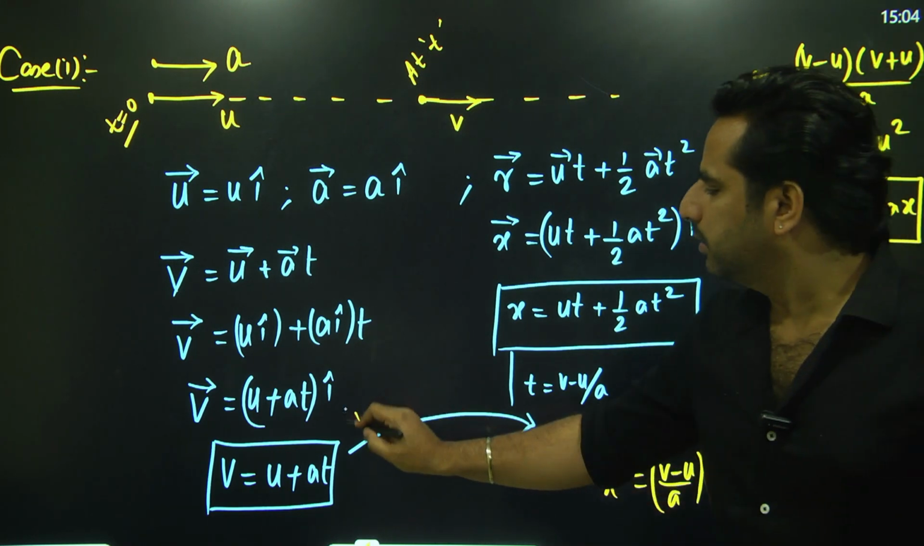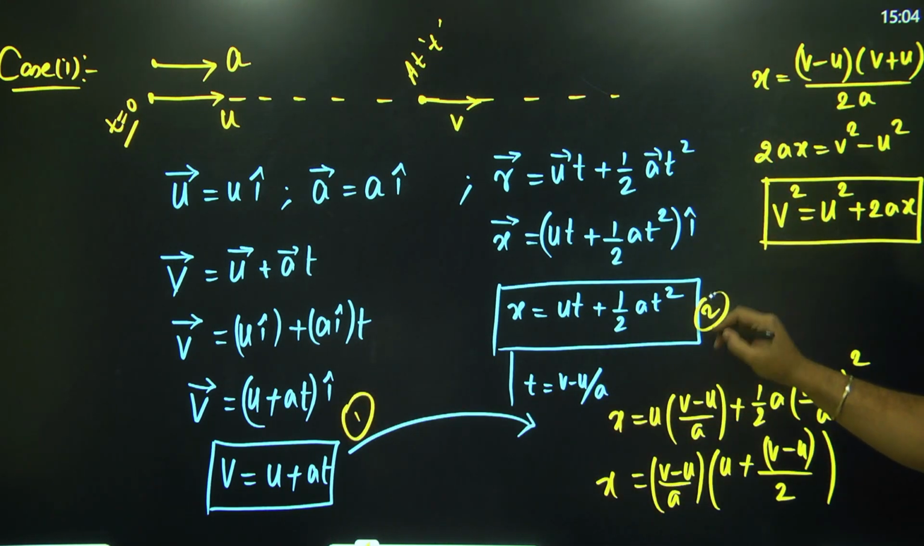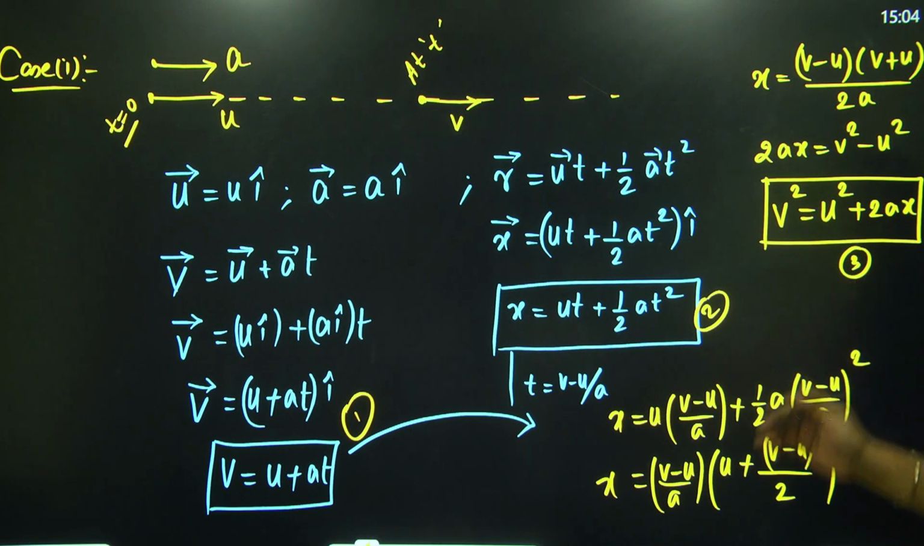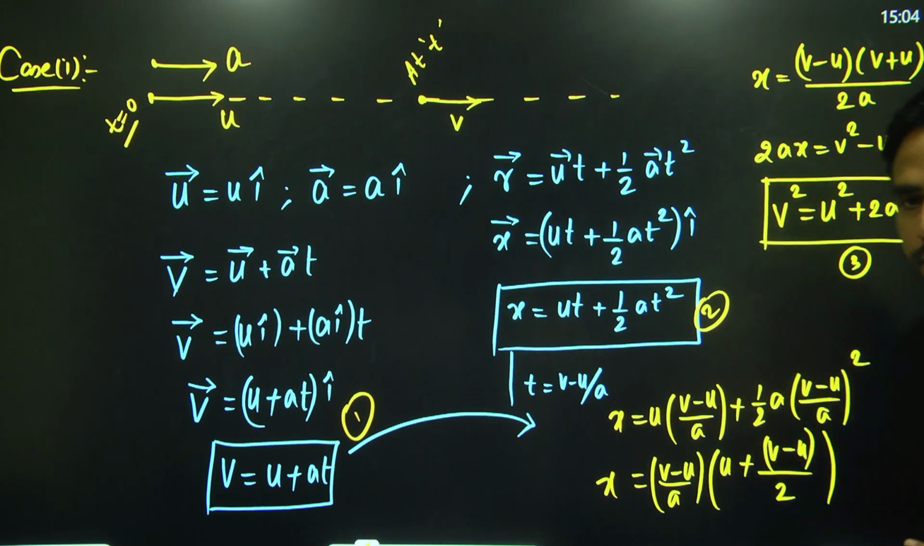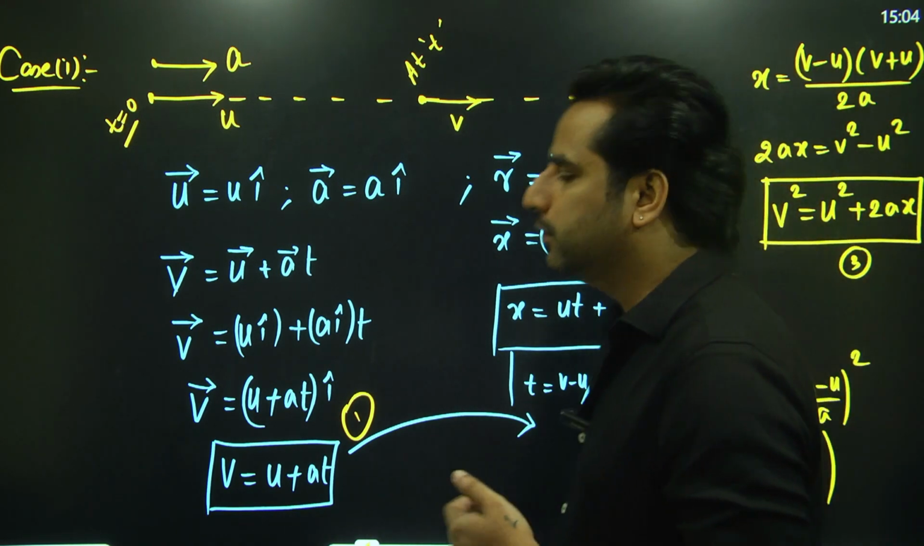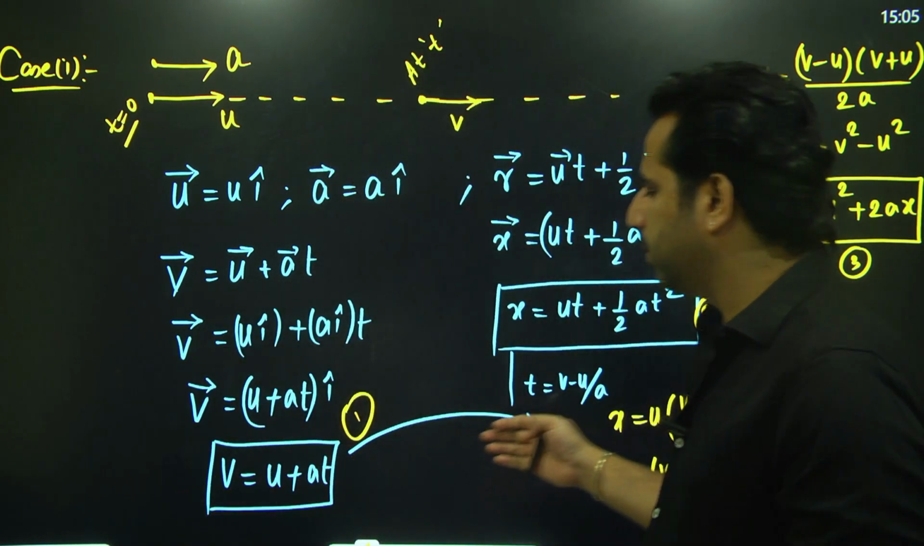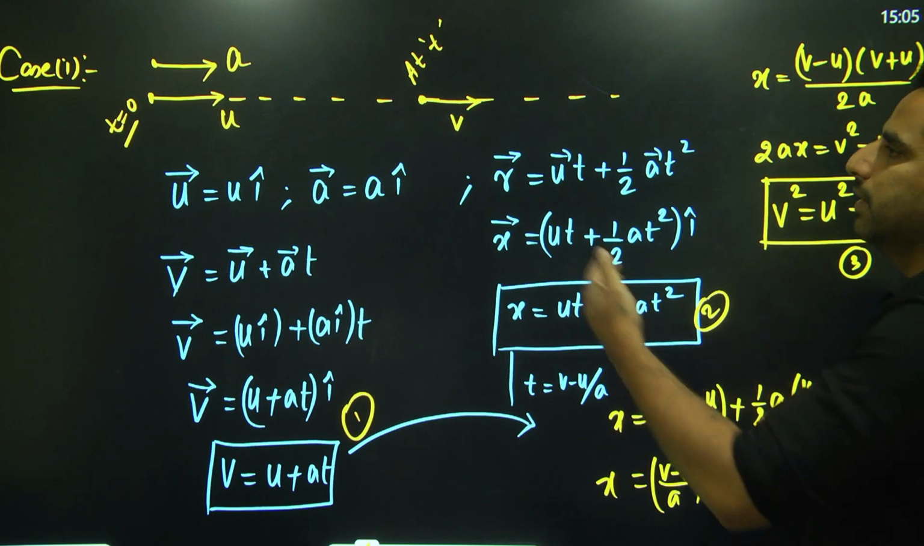This is equation number 1. Number 2. The combination of 1 and 2 is 3. This is not a special equation. It is just the combination of 1 and 2 expressing v in terms of x. v square is equal to u square plus 2ax. These are the three equations which are applicable in this case.